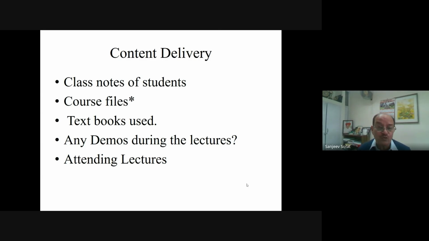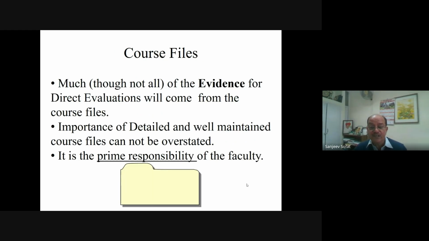Yes, what sort of course file? This is again an important aspect which NBA also looks for. What sort of textbooks you use, any demo you use during the lecture, and what sort of attendance rules you have for the lectures. All of you have to make this course file, which comes for direct evaluation as far as the NBA is concerned, and it has to be maintained well. It is the responsibility of the concerned faculty to make the course file there.